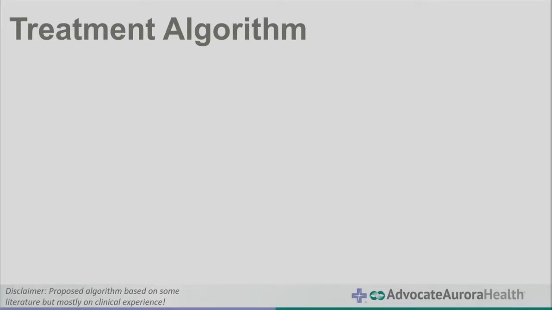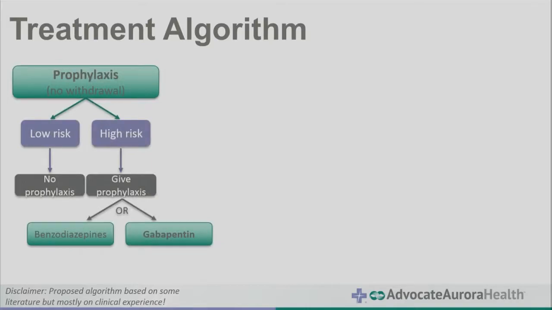So I'm going to leave you with just a quick treatment algorithm. I will red flag caution you: this is a little bit of data, a lot of bit of personal experience and opinions. All right. So for prophylaxis, like I said, high-risk patients probably do need prophylaxis. My preference is to use gabapentin over benzodiazepines for the advantages that I mentioned.